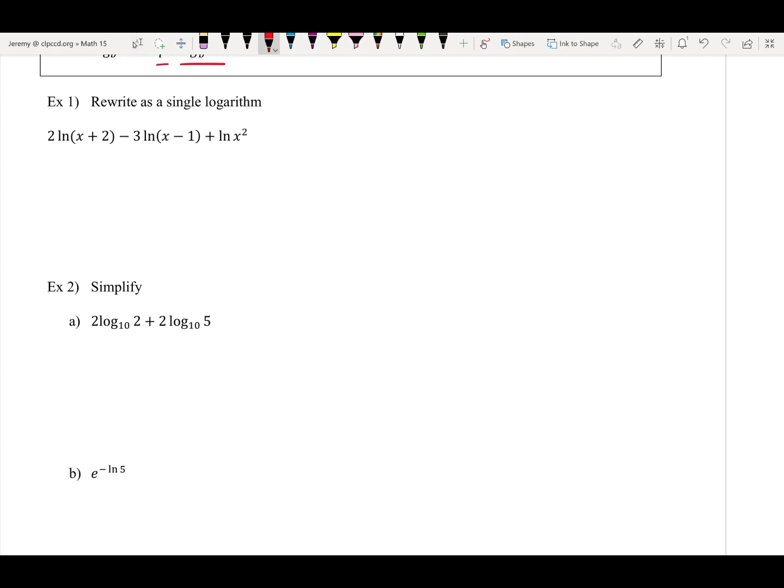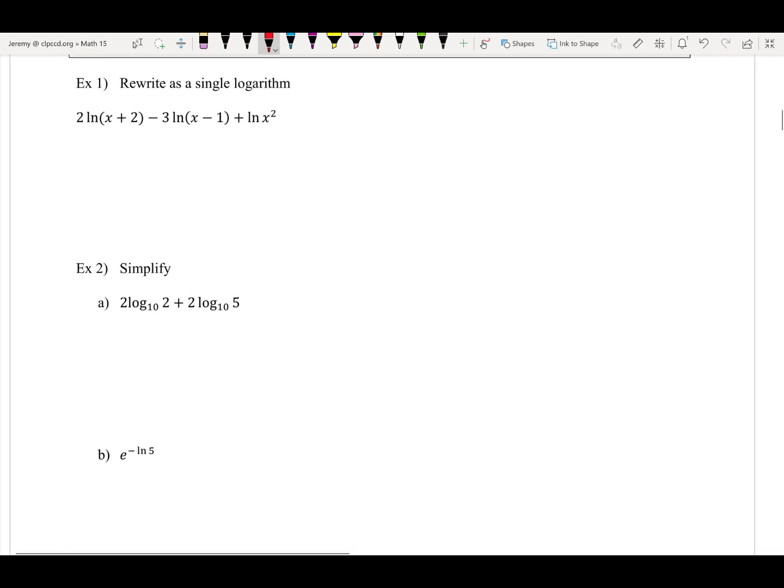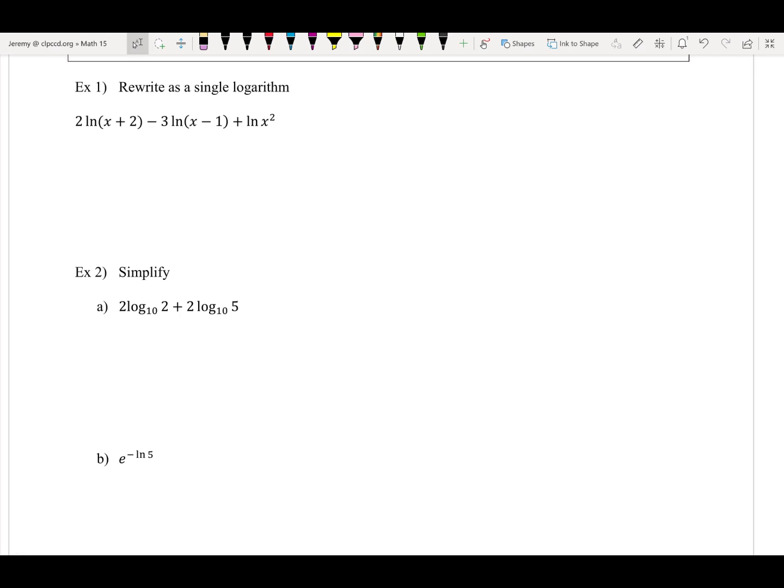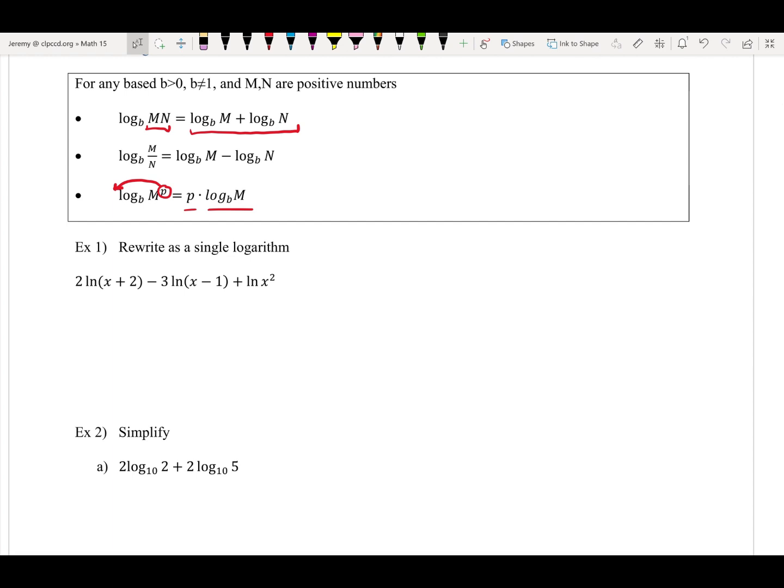We want to rewrite this as a single logarithm. We have 2 natural log of x plus 2, minus 3 natural log of x minus 1, plus natural log of x squared. All right, so I would like to combine these, and I have these 3 properties at my disposal. So I see the subtraction and the addition, and I'm thinking, okay, I can use these to combine to a single logarithm. But before I do that, I have to deal with these factors out in front.